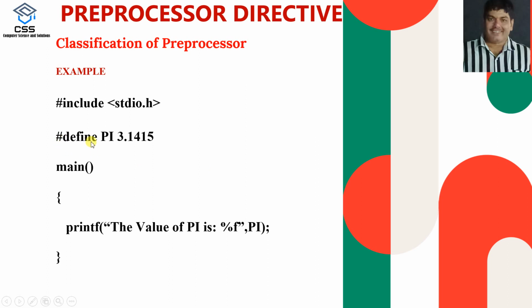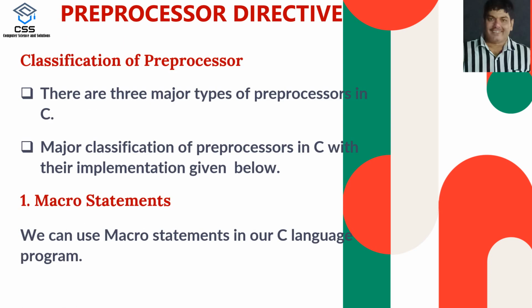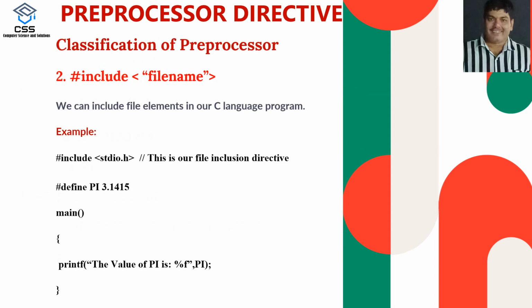Suppose it is defined as hash define pi, where pi is the macro and its replacement is 3.1415. This is known as the macro template. Whenever we call pi, it will be replaced with 3.1415. Why is it float? Because it is a fractional type. There is no requirement of declaring it as a float. If you try to change the value of pi to something, it will generate an error. This is known as the macro template, and hash define, through which we are defining, is known as macro statements.